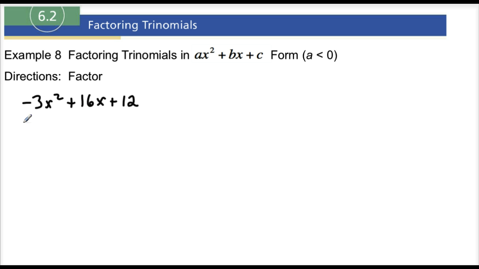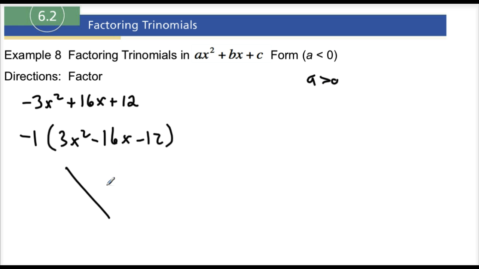So I'm just going to factor out a negative 1, which will basically change all the signs. So now that's going to change to a positive 3x squared, a negative 16x, and then a negative 12. And so now it's just a lot easier to deal with a leading coefficient that's positive than when it's negative. So let's just deal with just this now, and then we'll just tack on the negative 1 at the end, and then we'll be done. All right, so now it's in the form of when a is bigger than 0.